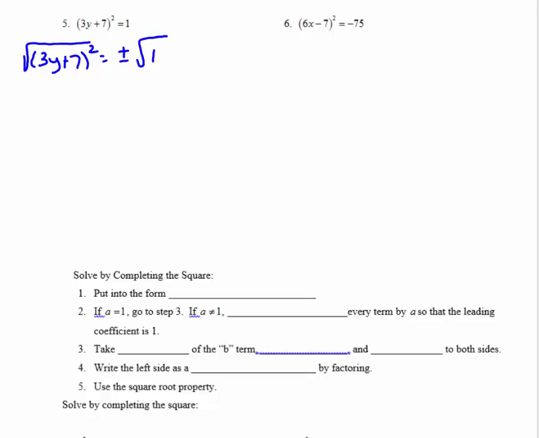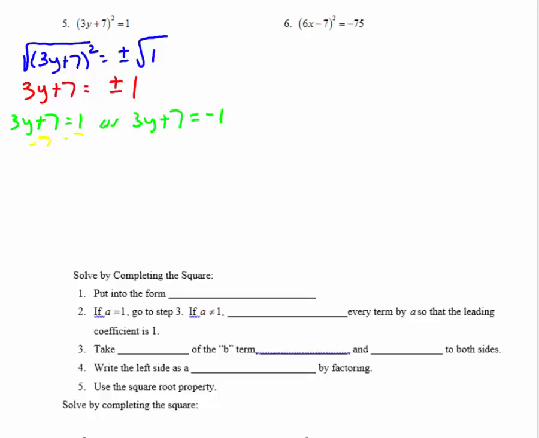On the left-hand side, the square and the square root cancel each other out, so we're left with 3y plus 7 equaling plus or minus, what's the square root of 1? It's just 1. Now we're not done. We haven't solved for y yet. So we need to take 3y plus 7 and equal it to a positive 1, or 3y plus 7 would have to equal the negative 1. And now we'll solve each of those linear equations.